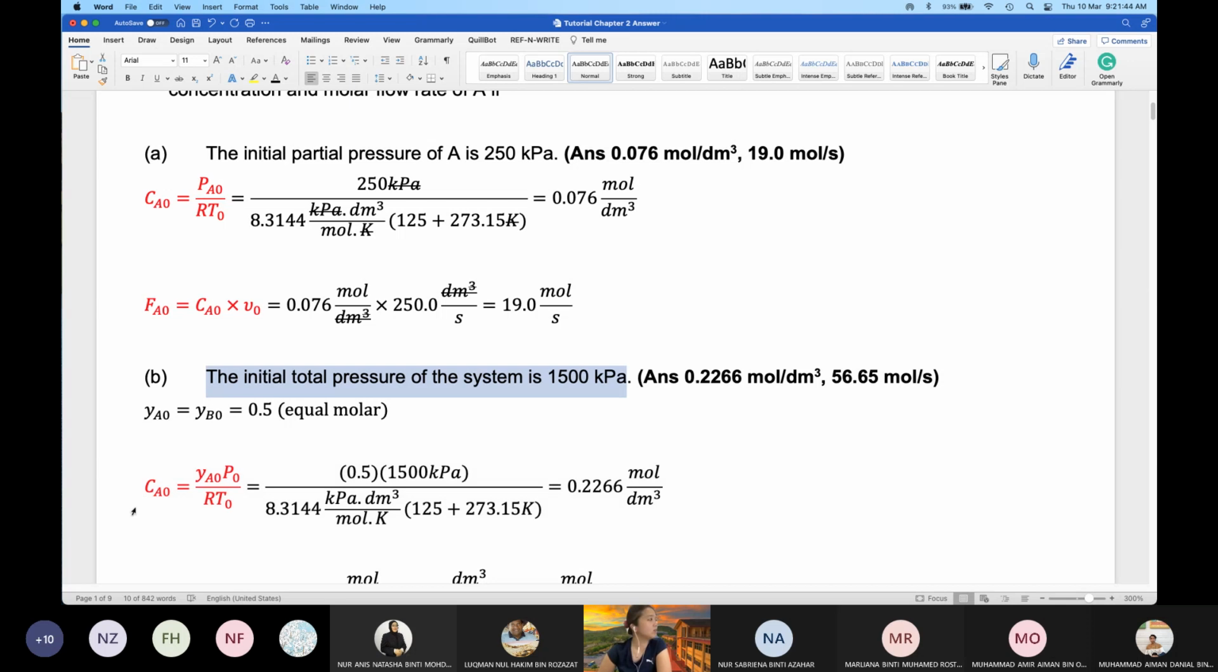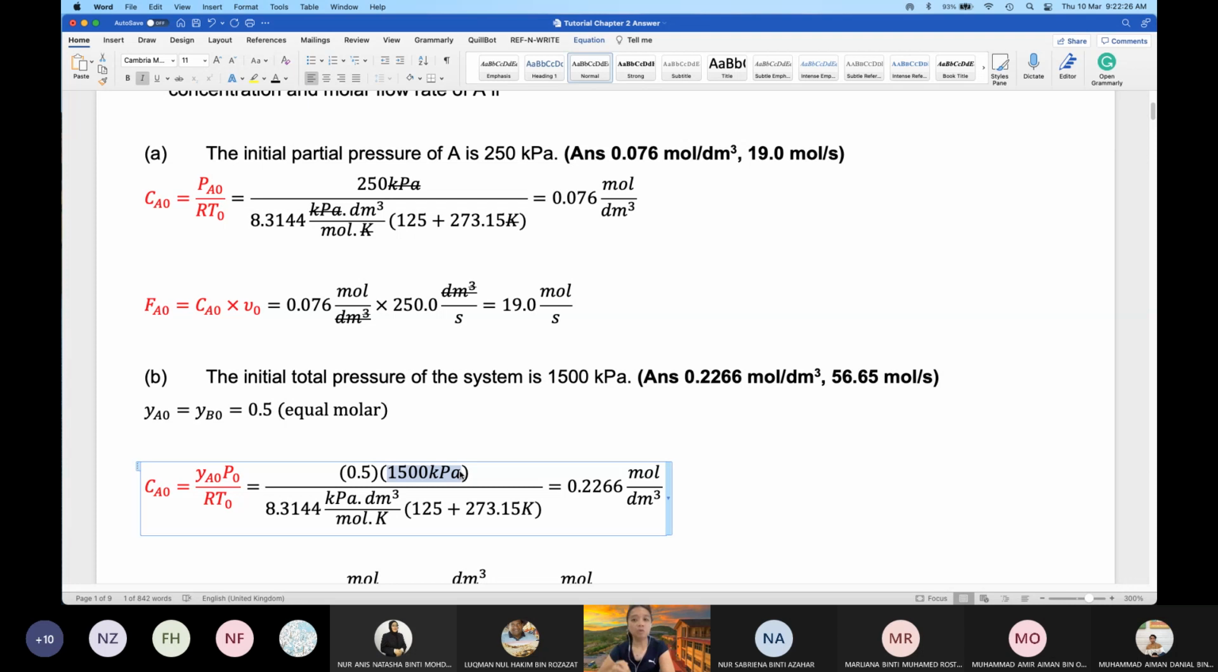So that's why in the equation, CA naught now equals YA naught multiplied with P naught, because YA naught multiplied with P naught is actually equal to PA naught. Mole fraction A multiplied with total pressure equals the pressure of A. So that's why you use YA naught as 0.5. If you are confused, Y is used to signify mole fraction, A to signify compound A, not to signify initial mole fraction of compound A. So 0.5, 50% in fraction form, multiplied with the pressure 1500 kilopascal, the total pressure.